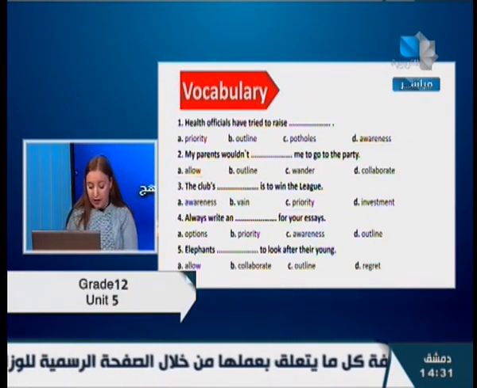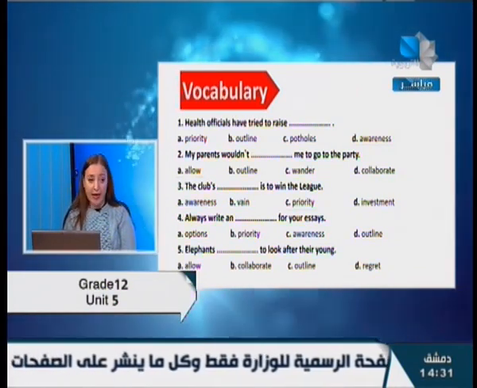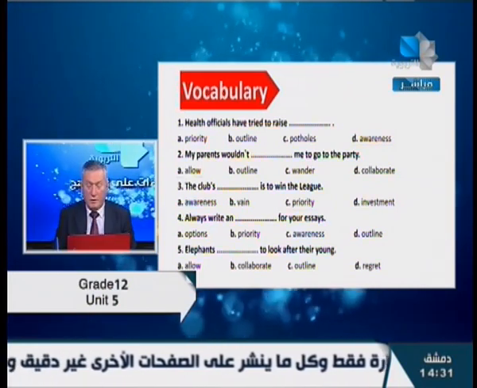Number 4, always write an outline for your essays. A, options, B, priority, C, awareness, or D, outline. Write an outline. An outline for your essays.